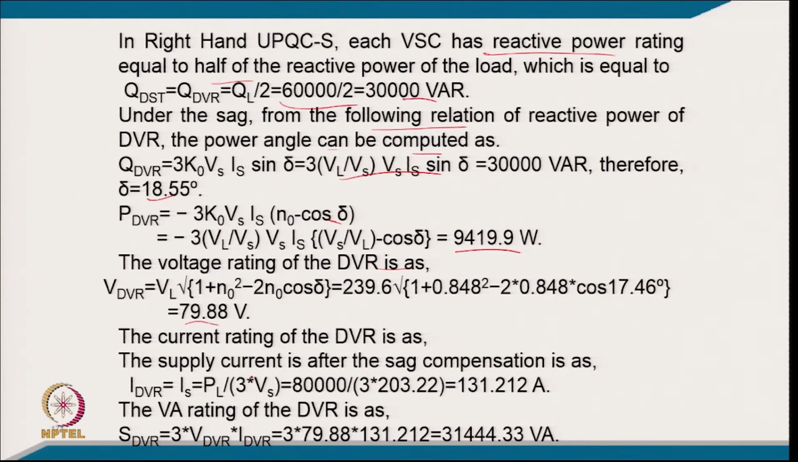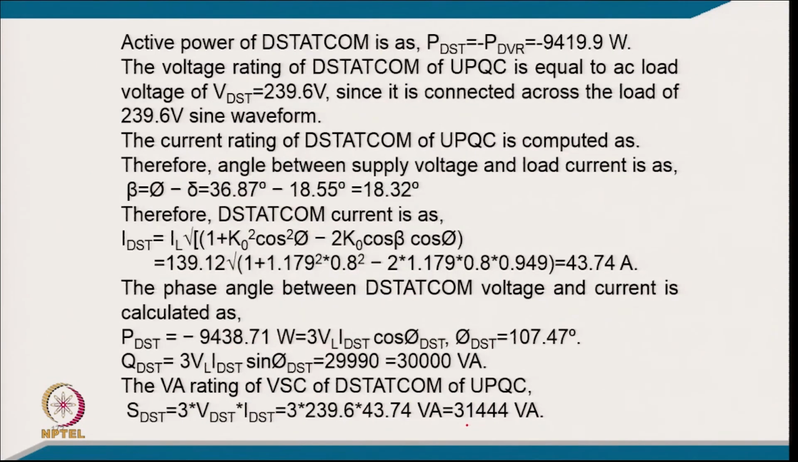So, current rating of DVR comes from this active power on the grid side. So, it comes like a 131.21. So, VA rating of the DVR comes 3 times voltage into current, it comes 31.44 kVA. The active power of dStatCom is the same as DVR, because DVR takes the same, so it is 9.42 kilowatt, and the voltage rating of the dStatCom is equal to the AC load voltage, that is 239.2, since it is connected across the load, and current rating of dStatCom is computed from the angle between the supply voltage, that is beta equal to 5.